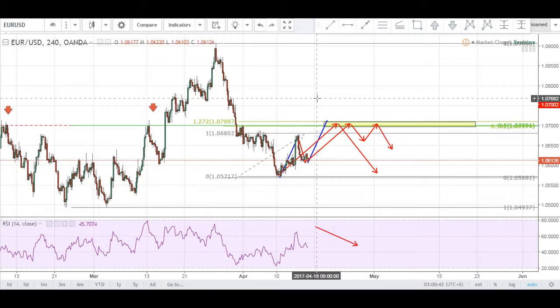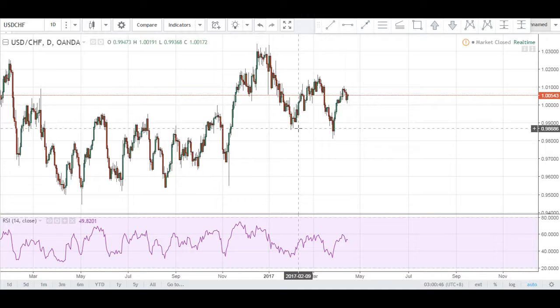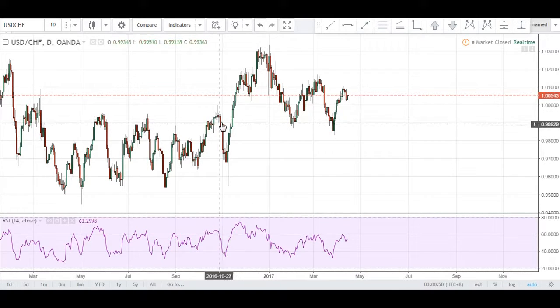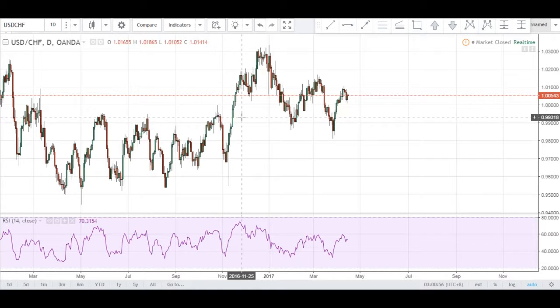Alright, so this was the Euro USD on the 4-hour chart. The next thing we want to look at will be the USD franc on the daily chart. In this analysis, we'll potentially be looking for a long opportunity. And the first thing we always do, like I always say, is look at structure.